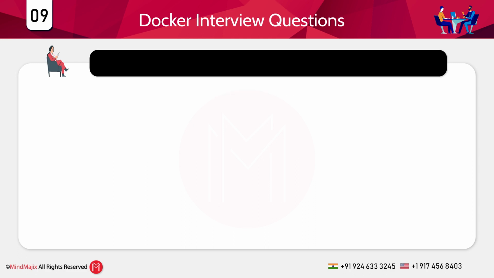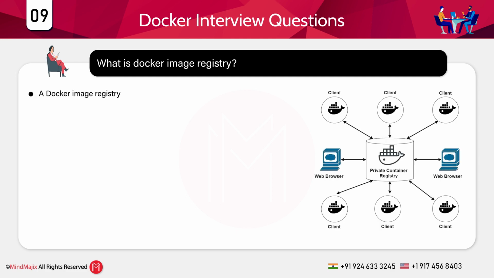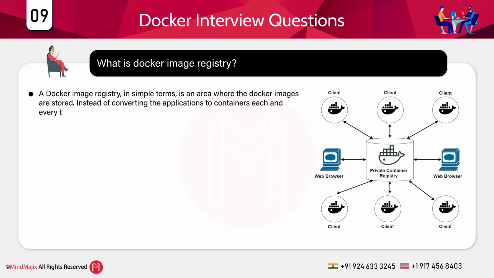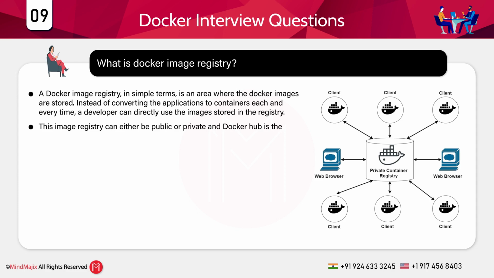Now the 9th question is, what is a Docker image registry? A Docker image registry, in simple terms, is an area where Docker images are stored. Instead of converting the application to containers each and every time, a developer can directly use the images stored in the registry. This image registry can either be public or private, and Docker Hub is the most popular and famous public registry available on the internet.